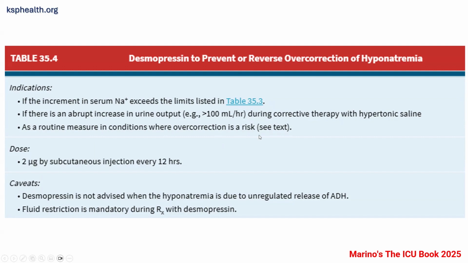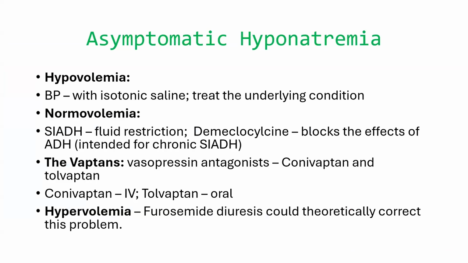How do you do that? 2 micrograms by subcutaneous injection every 12 hours. Caveats: desmopressin is not advised in patients who have SIADH, but fluid restriction is mandatory during treatment with desmopressin.